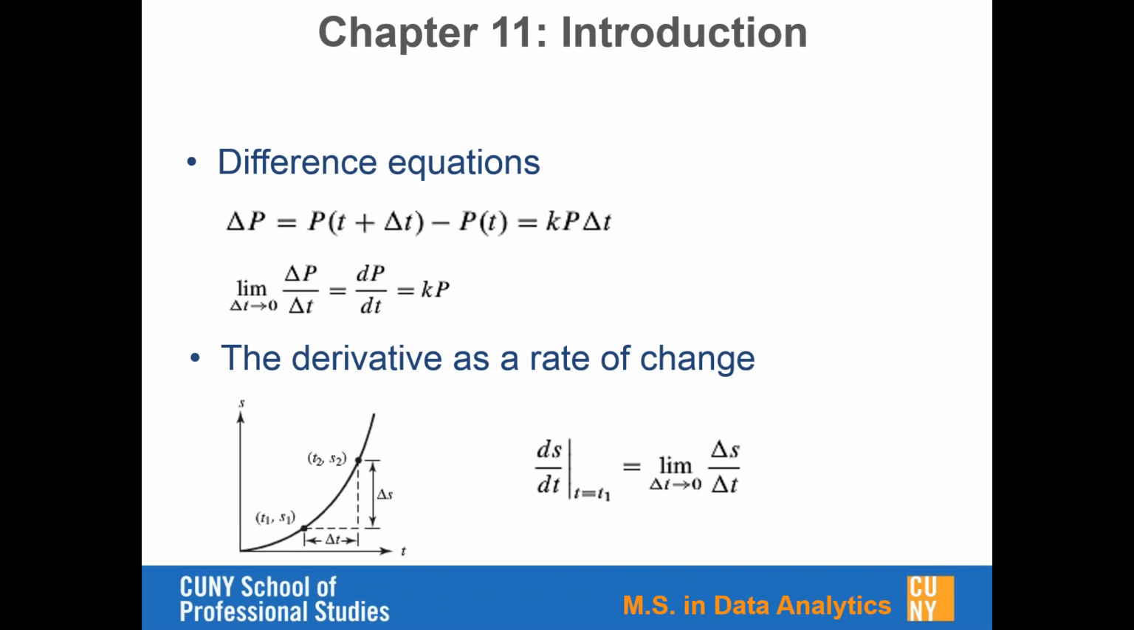So we started with difference equations. We say that delta p is defined as p(t + delta t) minus p(t), and this can be approximated as k p delta t. And if we take the limit as delta t approaches 0, delta p divided by delta t can be approximated as dp over dt, which is kp. So the derivative is a rate of change.